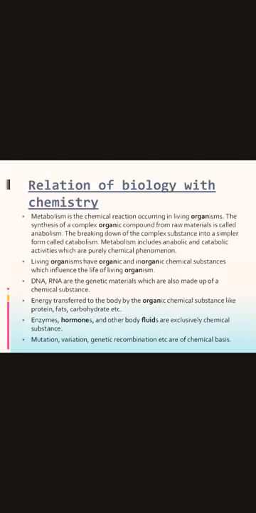So first we are going to see the relationship of biology with chemistry. We have all heard about the metabolism process in our body, right? Metabolism is a kind of chemical reaction in a living organism. It consists of two processes: one is anabolism and another one is catabolism. Anabolism is the synthesis of complex substances. If you have raw components, they combine to form complex combinations, like preparation of food. And catabolism is the breaking down of those complex substances.